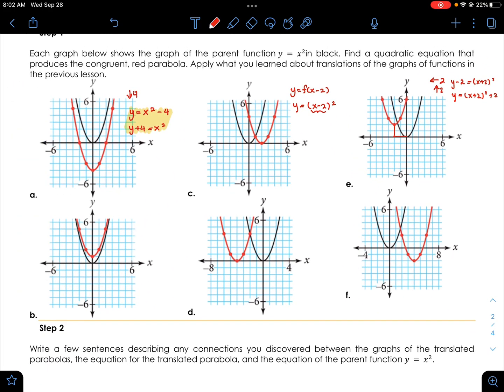So why don't you go ahead and try B, D, and F, pause the video, and then unpause it when you're ready to check your answers.